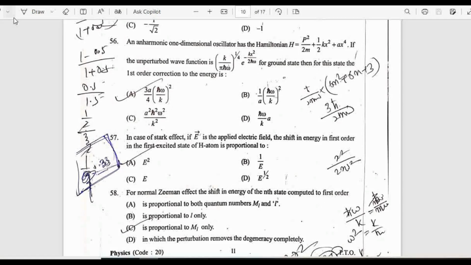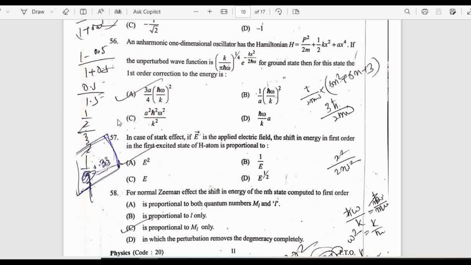Hello, hi friends. In our previous lecture, we completed up to the 55th question in the continuation of that lecture series, that is SSB lecturer Physics Solution 2023. In this lecture, this is our 12th lecture, and we are starting from question number 56.